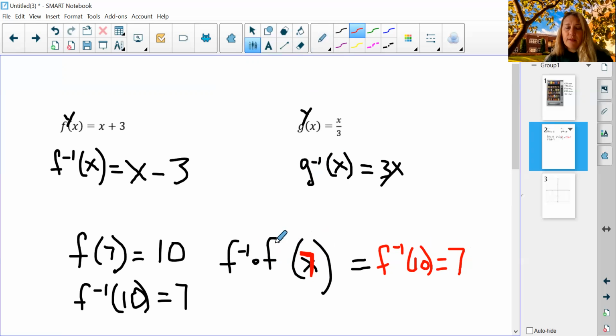Okay, so the composition of f inverse of f of 7 gets me back to 7. So what about finding inverses? This is how I do it algebraically. What about finding inverses graphically?